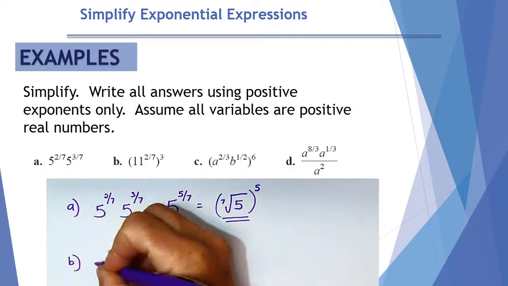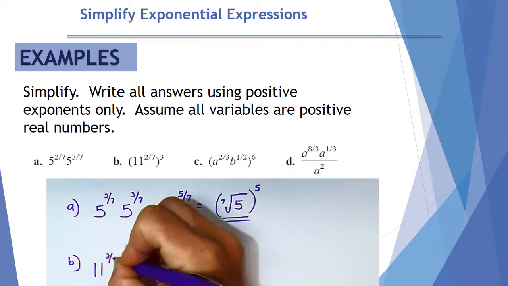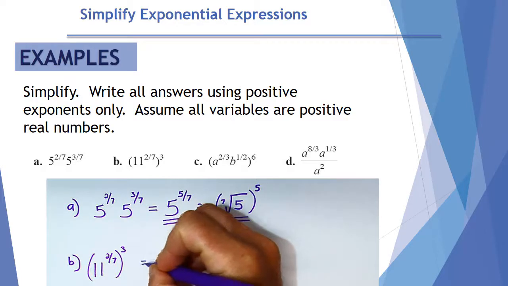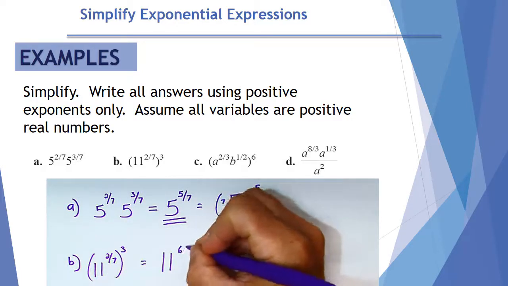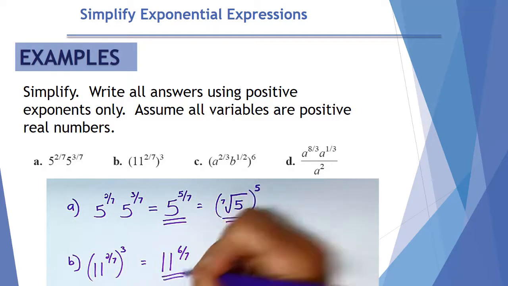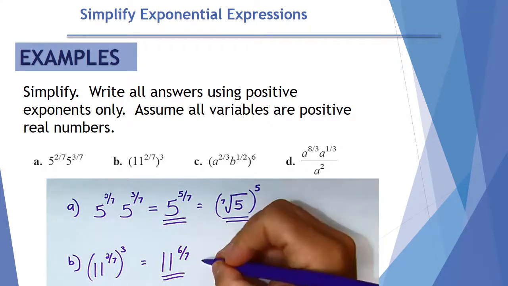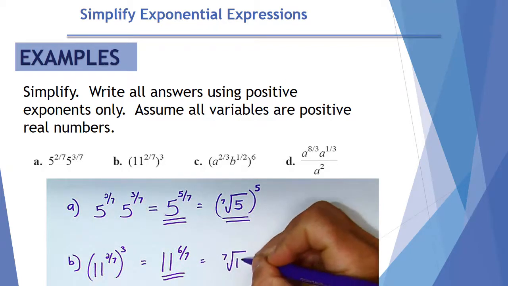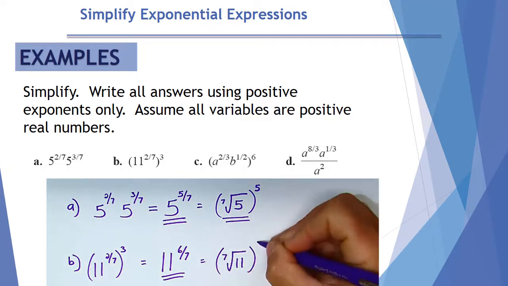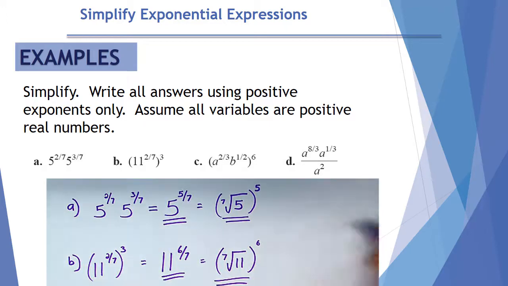Our second one here, 11 to the 2/7 cubed. Power to a power, we multiply those and we get 11 to the 6/7, which is certainly true and acceptable, or we can say that that is the 7th root of 11, all raised to the 6th power. That's another way to express the same thing.